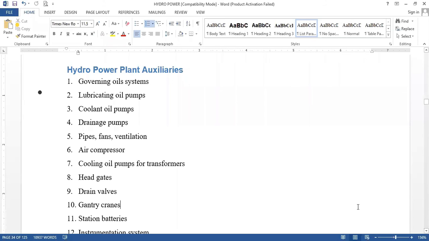So different auxiliaries are being used in the hydropower plant. Those are governing oil systems, then lubricating oil pumps. So as we have seen, a lot of large mechanical systems are involved with the powerhouse. So lubricating oil pumps are required for a proper operation of mechanical parts.